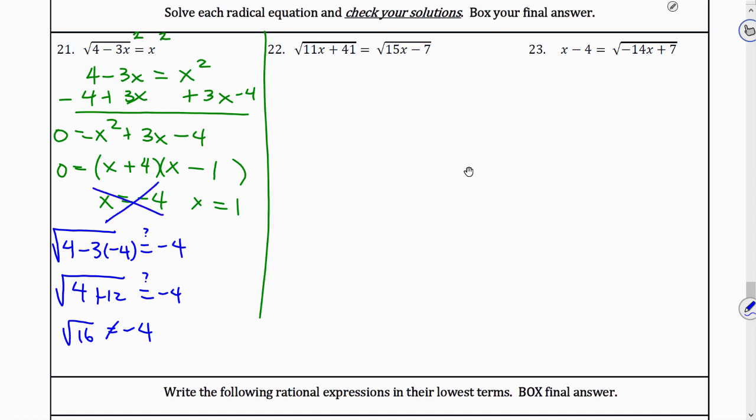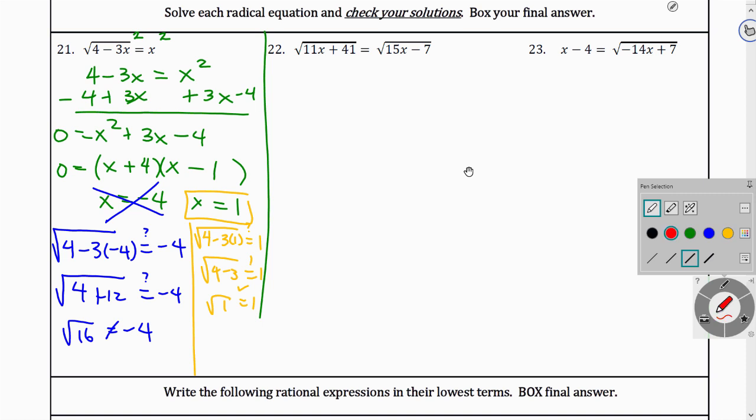And let me check the positive one. Okay, because it's possible that one works and that both don't work. So I should check both of them. I have the square root of, I'm getting low on space, 4 minus 3 times 1. And does that equal 1? I have the square root of 4 minus 3. And does that equal 1? That's the square root of 1, which does equal 1. So this one's good.